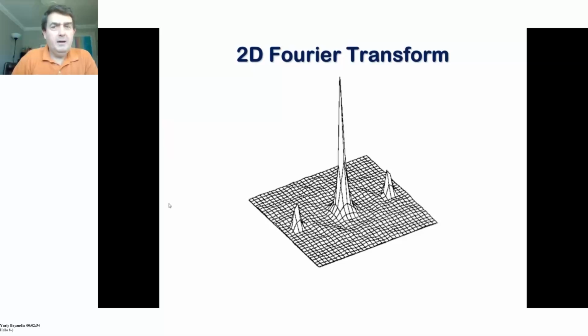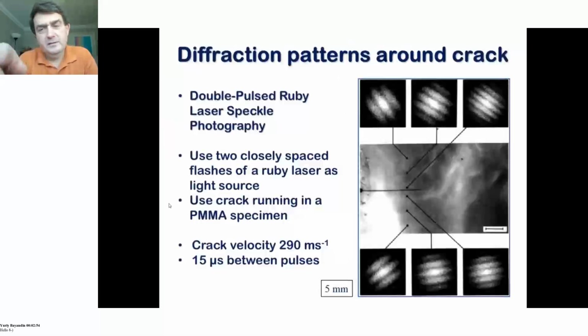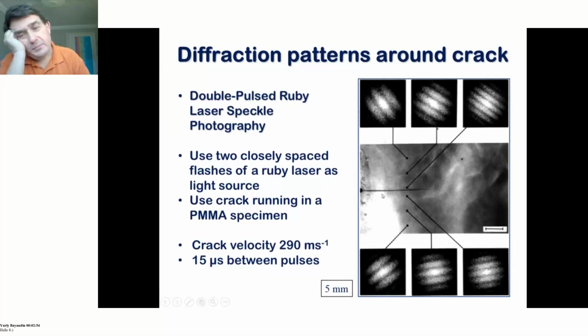So here we have a crack. This is an image of a crack, and I'll just get this cursor on the screen, of a crack growing through a block of material, a transparent perspex, polymethyl methacrylate block. The crack is growing, and the double pulse experiment was done.